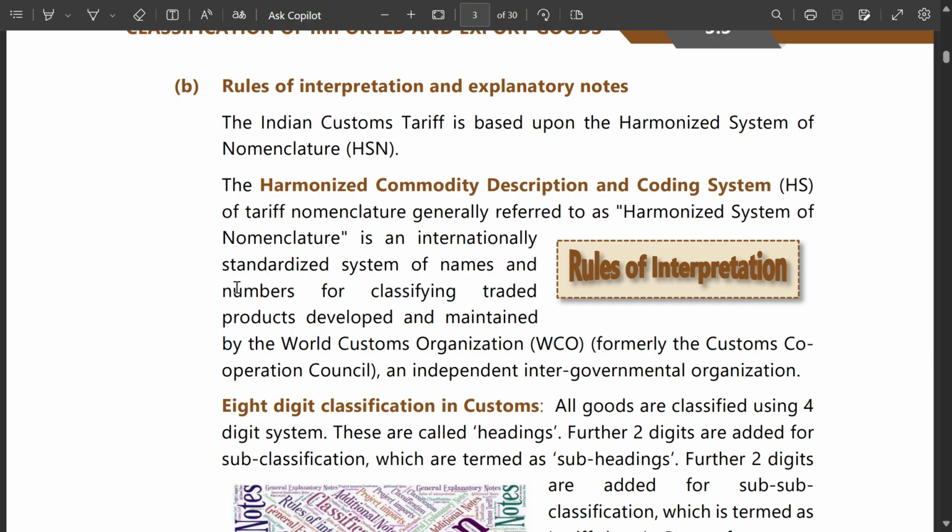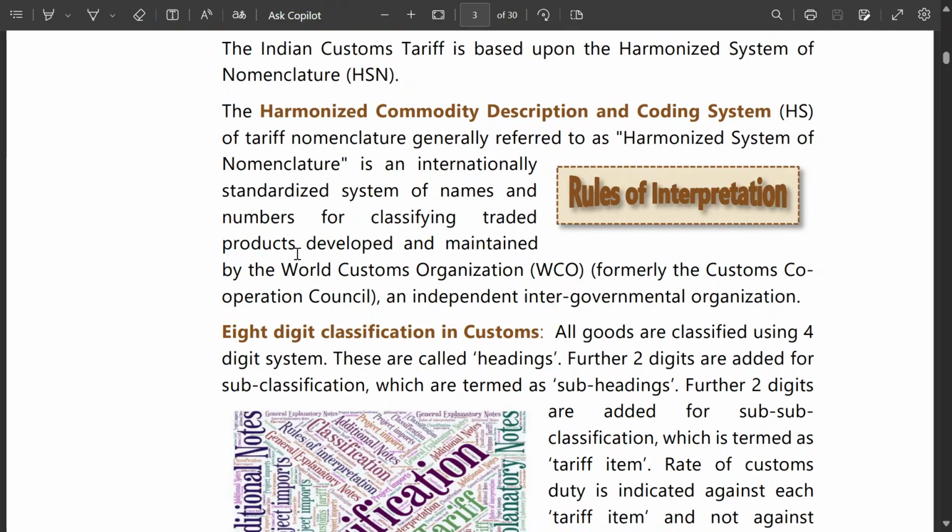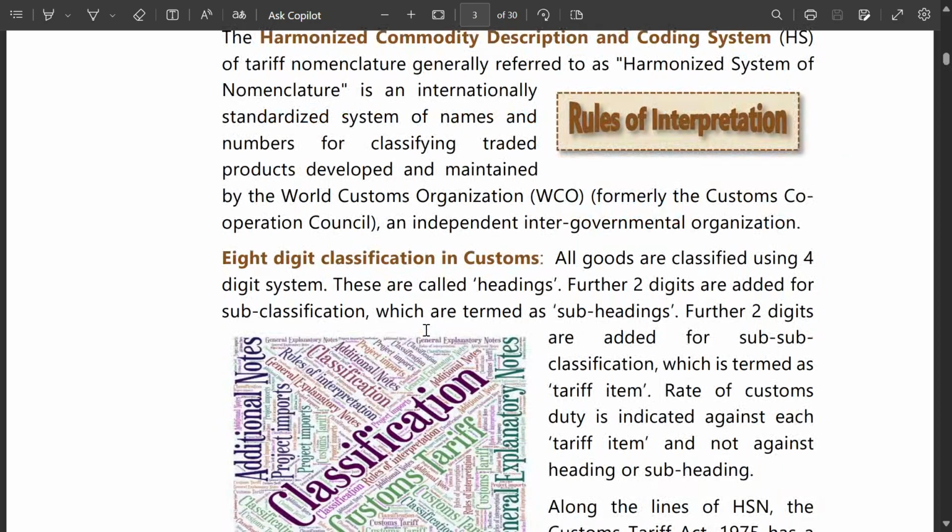the Harmonized Commodity Description and Coding System, HSN. The tariff nomenclature generally refers to the Harmonized System of Nomenclature. It is the international standard system of names and numbers for classifying traded products, developed and maintained by the World Customs Organization (WCO), formerly the Customs Co-operation Council, an independent intergovernmental organization.